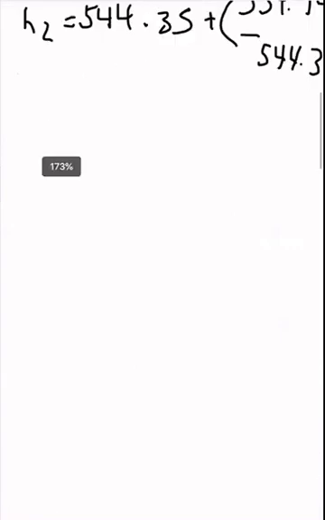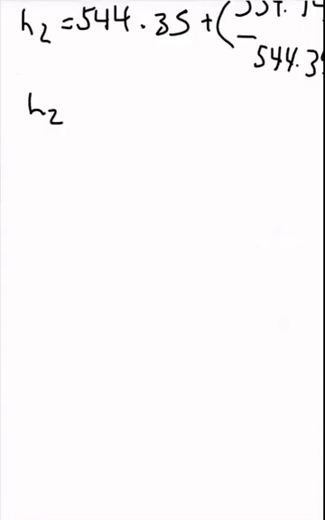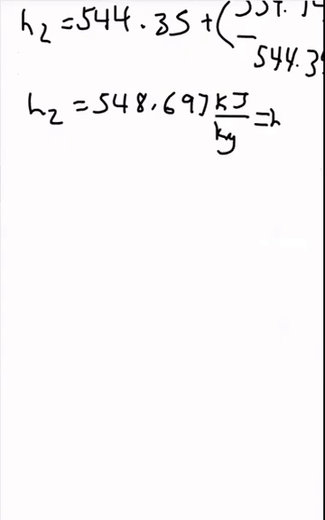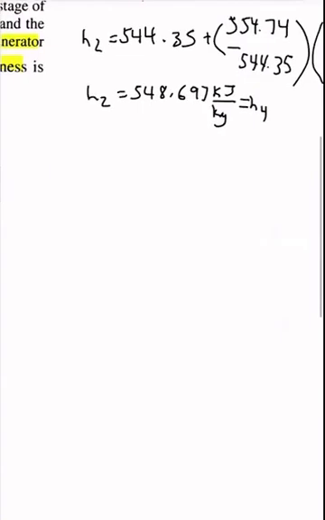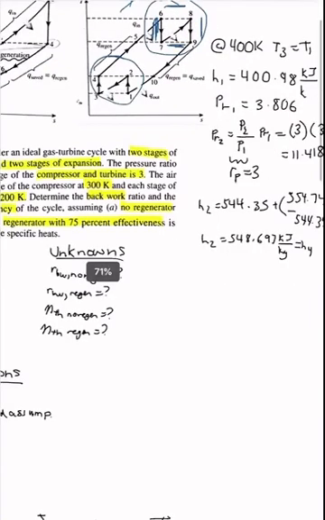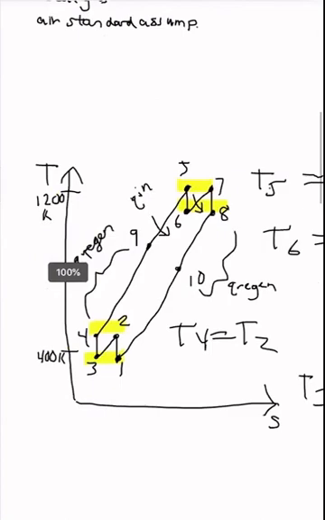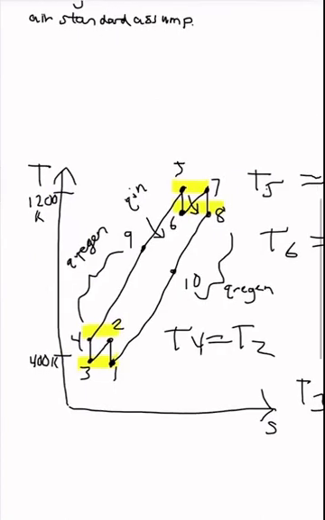And then this should give us an H2 value of 548.697 kilojoules per kilogram, which equals H4, and remember that's because of the graph. So finding our next set of values, because we're switching temperatures, we just found these H values down here, and now we need to find them up here.